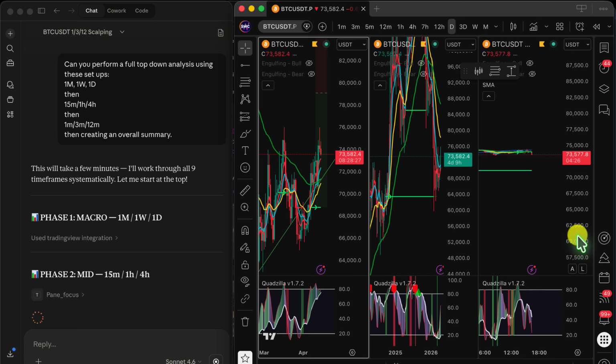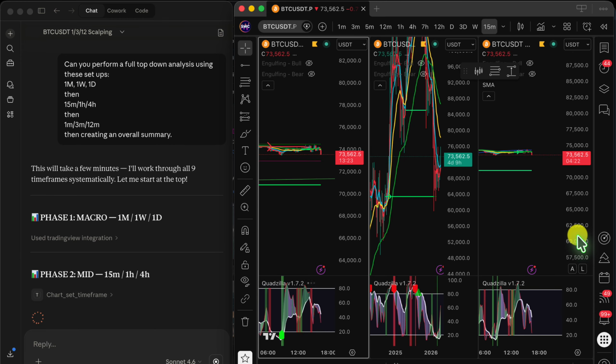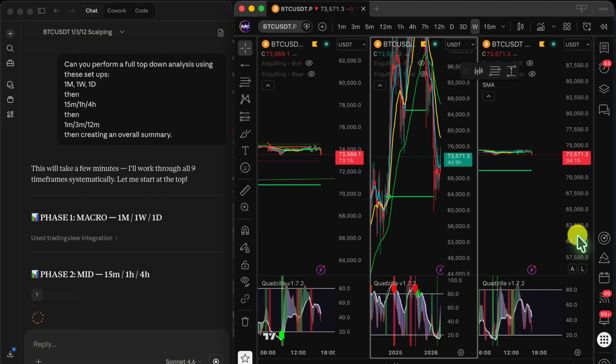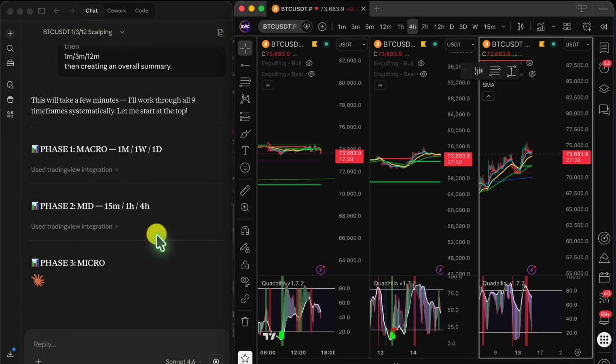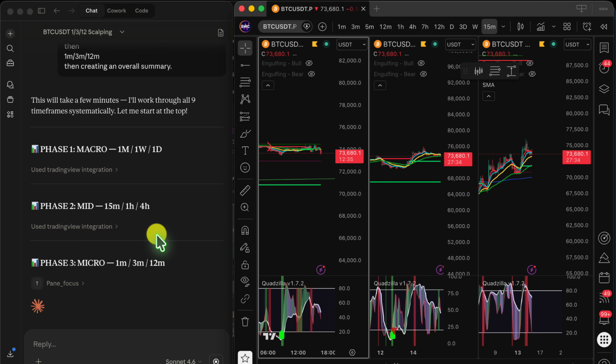Okay, so phase 2, mid, 15 minute, 1 hour and 4 hours. So that's changing the time frames there. And this should be quite interesting because Bitcoin's having a bit of a dump right now. And we're now on to phase 3, the micro, as it calls it. So we're on the 1 minute, 3 minute and 12 minute, and this is changing all this on its own. So this is great, isn't it? I do hope it gives a summary of each phase.